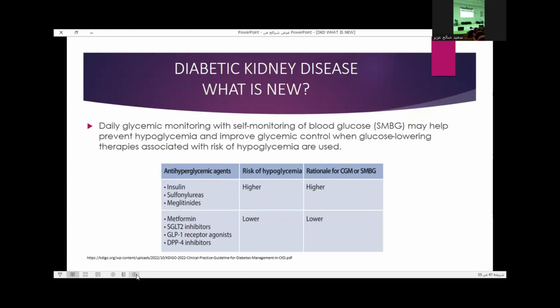So we advise all the patients to have self-monitoring for their blood glucose that can prevent the hypoglycemia, especially in patient stage 3B when they're using an oral hypoglycemic, because most of these medications are excreted by the kidney. So they might stay in the body for a longer time. So they may have a higher risk to develop hypoglycemia. And usually remember the medications associated with the higher risk, such as the insulin and sulfonylurea.